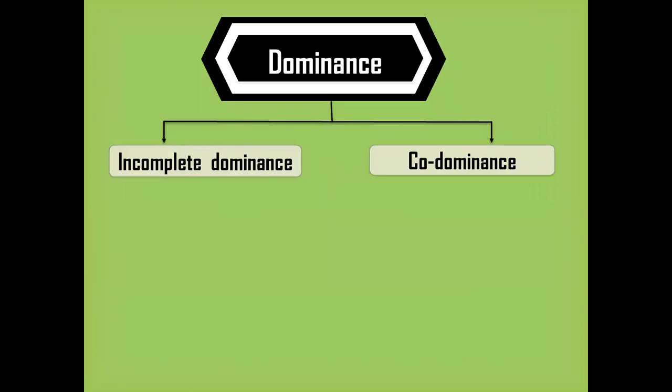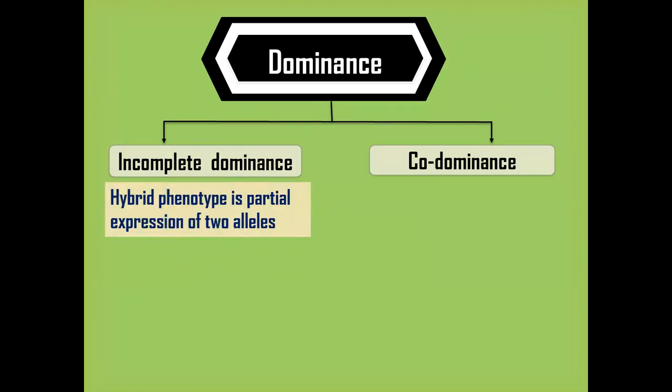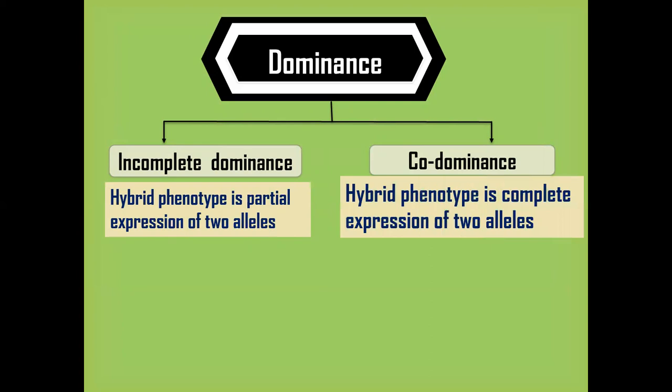The dominance allelic relationship is generally classified into incomplete dominance and codominance. In incomplete dominance, the hybrid phenotype is the partial expression of two alleles, while in codominance, the hybrid phenotype is complete expression of two alleles independently.